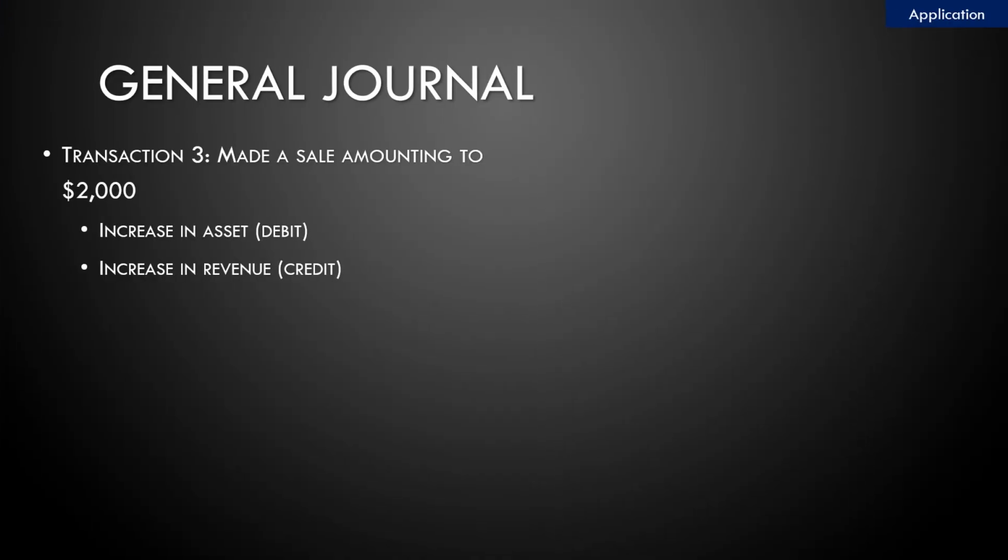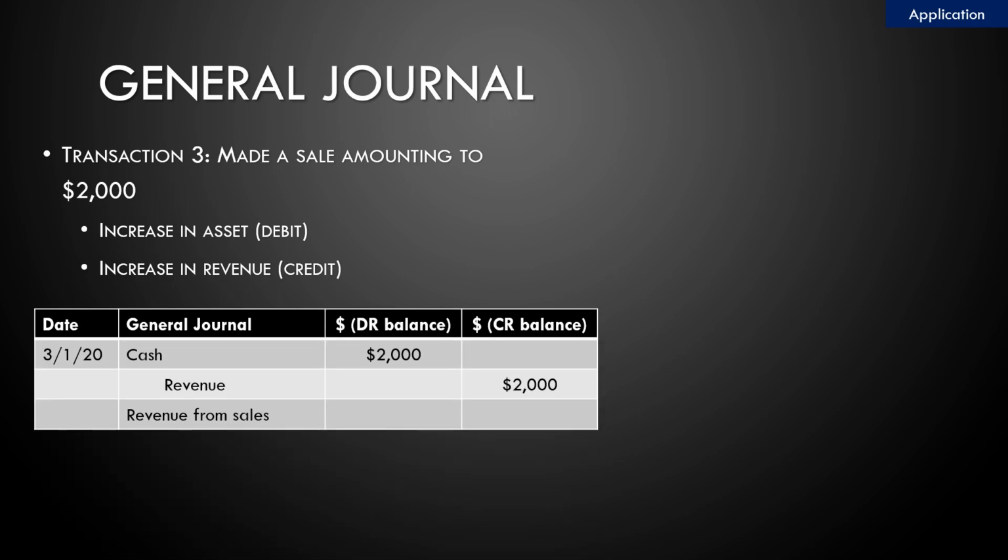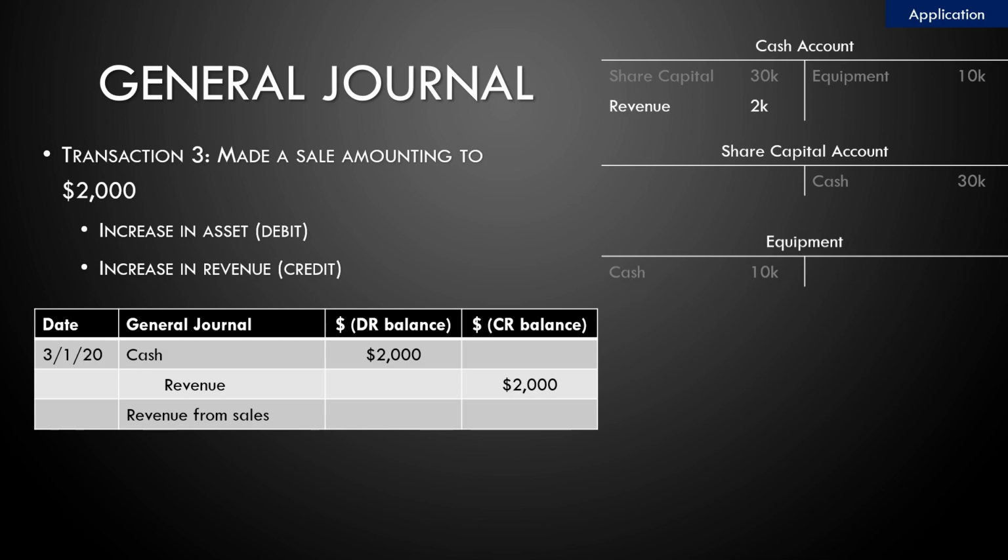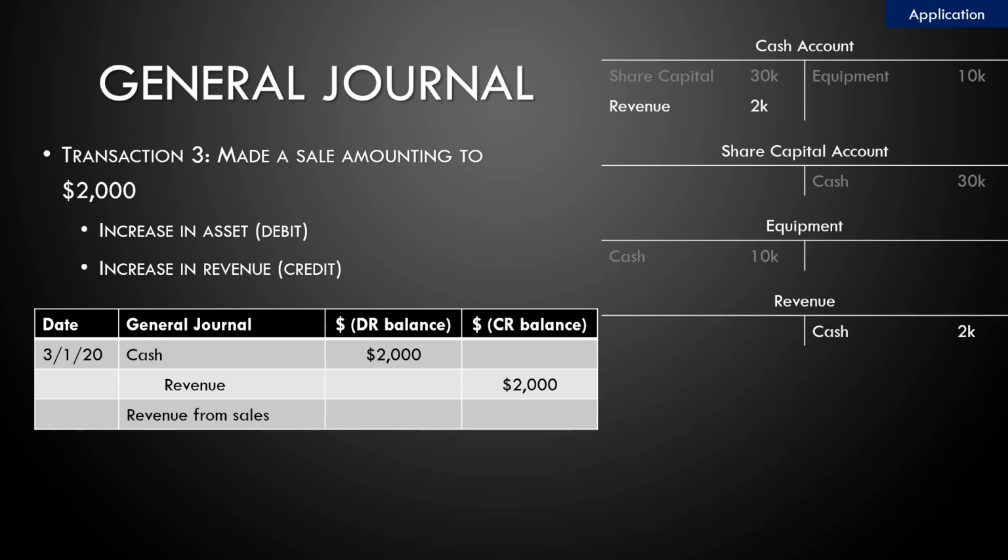Let's look at a third transaction. For the third transaction, we made a sale of $2,000. We will increase cash by $2,000 and recognize a revenue amount of $2,000. This will be the general journal and the T accounts. We can think of the corresponding T account idea as a question we ask ourselves every time a transaction occurs. Why did this account increase or decrease by this amount?